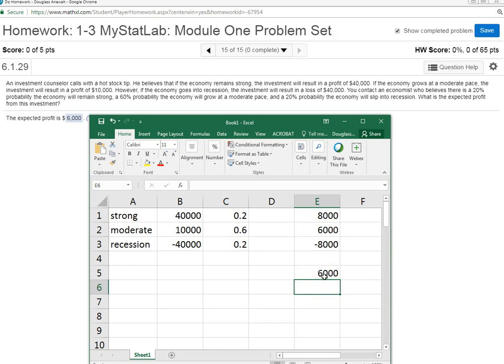What that really means, you're either going to make 40,000, make 10,000, or lose 40,000. So you're really not going to get $6,000. But what it means is if a bunch of people invested, and then we asked all of them how much they made, and we took the average of how much they made, taking all the people who made a lot, all the people who lost a lot, and everything in between, it would come out to an average for that group of people, that random group, of $6,000. That is what we would expect.